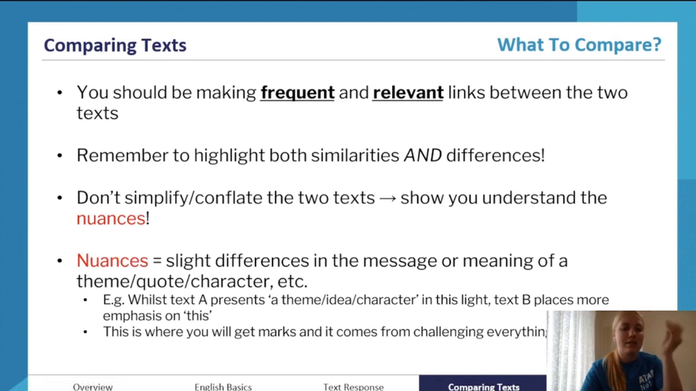For instance, we see a sentence frame here to guide you. Whilst text A presents a certain theme, idea, or character in this slide, text B places more importance on something else. Even though they do both present that theme, idea, or character, one of the texts places more emphasis on something slightly different. So only by challenging everything will you get higher marks in the comparative. So really try to achieve this.